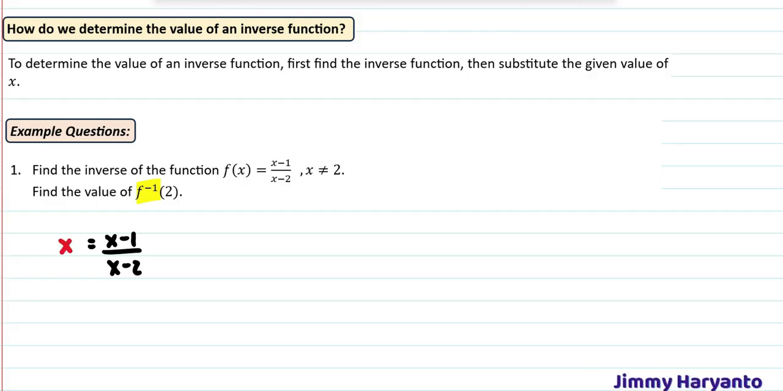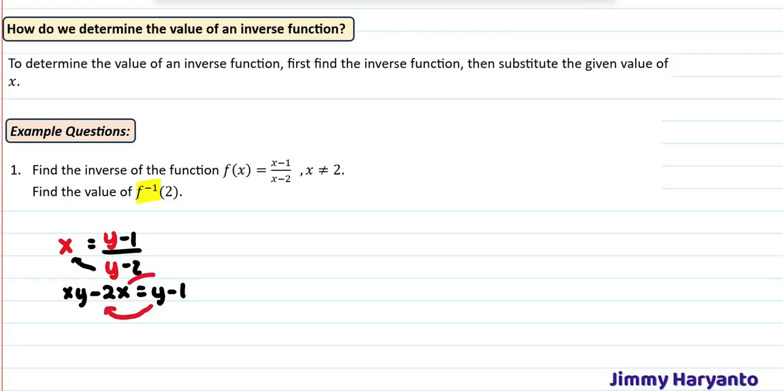First, you have to change this one into x, change this one into y, and then make the y as the subject. To make the y as the subject, the first algebra that we can do is to multiply x and y minus 2. You'll have xy minus 2x equals to y minus 1. And then we have to isolate the y, move this y to the left hand side, move this 2x to the right hand side. So you'll have xy minus y equals to minus 1 plus 2x.